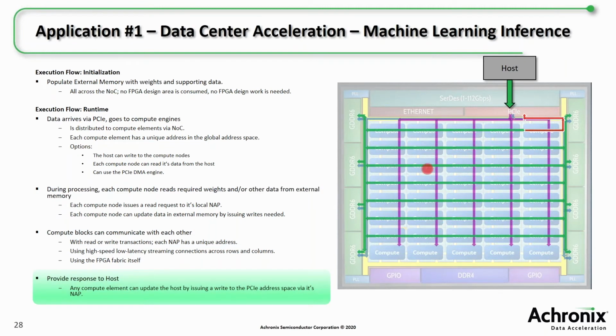Lastly, these compute nodes need to provide a response to the host. In this picture, I'm assuming that one of the compute nodes is responsible for collecting the results from everything else and aggregating them, and it's simply writing to the PCI Express base address to have that communicated back to the host. In a different implementation, you could have all of these compute nodes returning their data to the host independently.